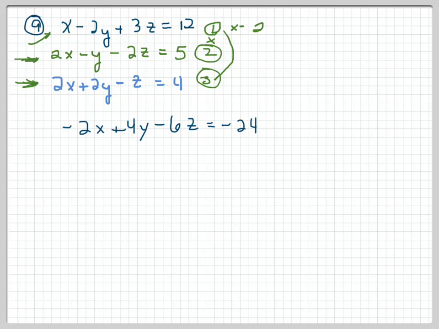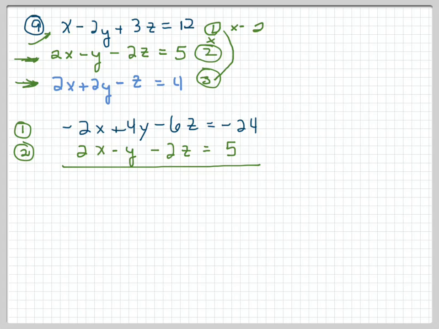And now in green I'm going to use equation 2 with it. So this is again equation 1 and equation 2, and it's 2x minus y minus 2z equals 5, and I'll add those two together, eliminating the x's, just like I wanted. And let's put that in some red so we can see that's an important equation. We get 3y minus 8z equals negative 19.